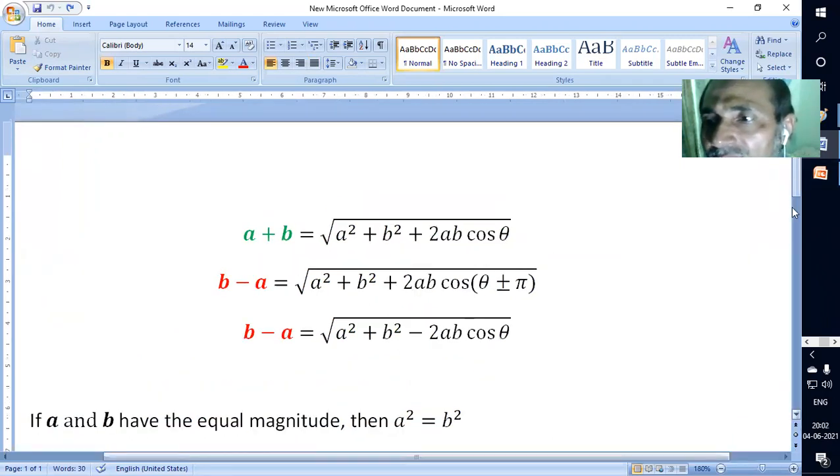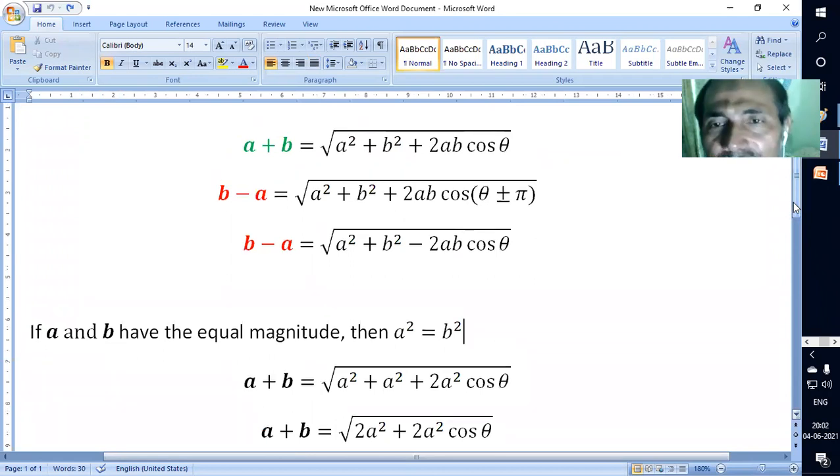The sum of the two vectors A and B, the magnitude of the resultant vector, is written as the magnitude of A plus B equals square root of A square plus B square plus 2AB cos theta. Now, you want to write the magnitude of B minus A. That means vector A is reversed. Reversal of the vector A is done by rotation of the vector through 180 degrees or pi radians. So the angle is changed to theta plus or minus pi radian. This indicates that the vector A is being inverted.